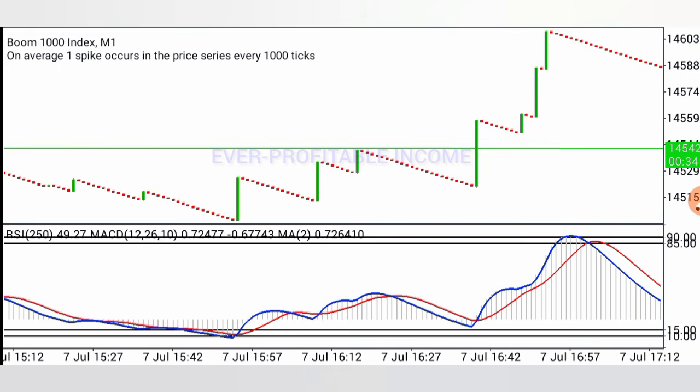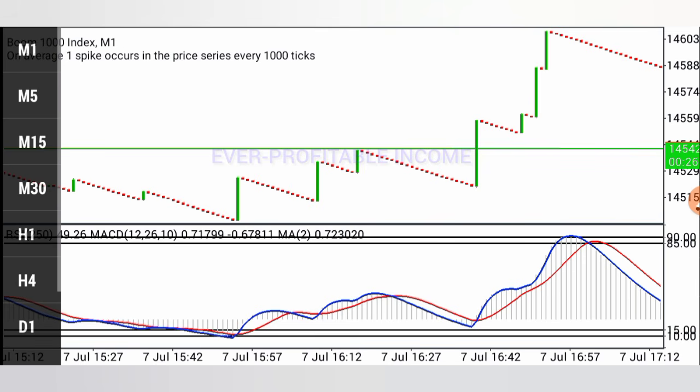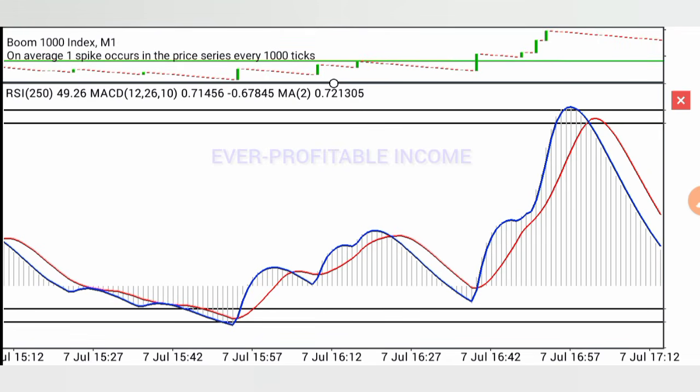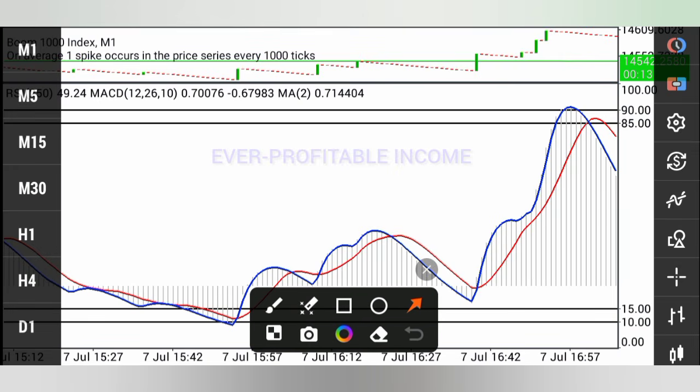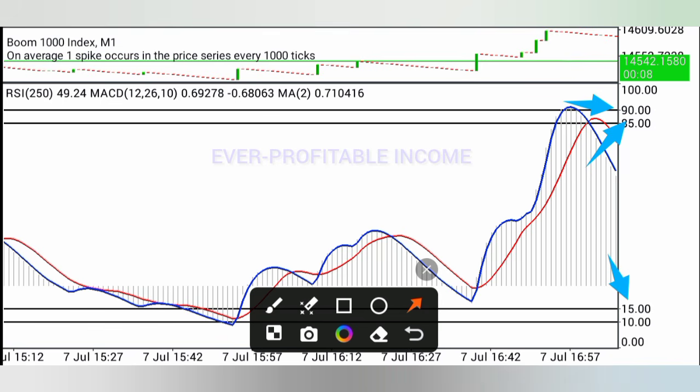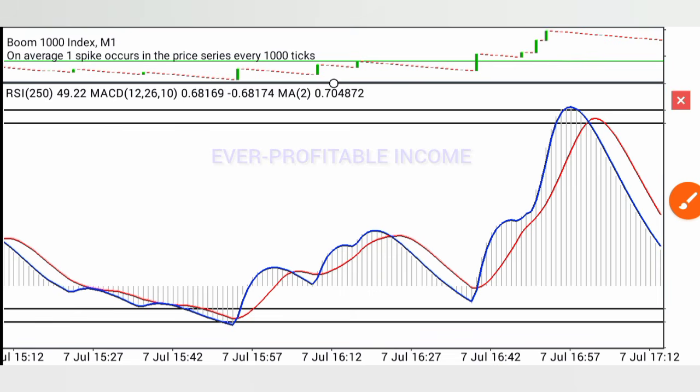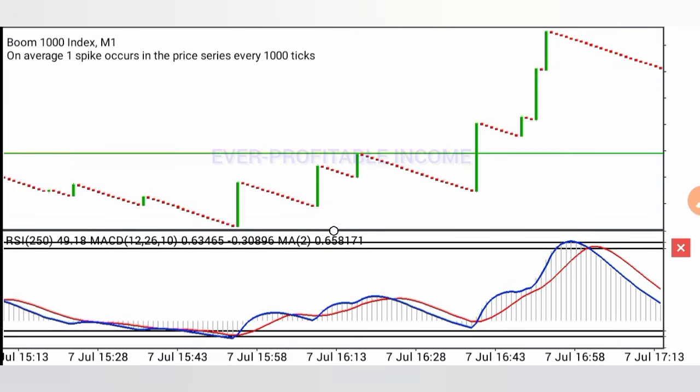We have the RSI, which is going to tell us the level. Let me expand this a bit. Now look at the RSI. We have level 90 and level 85, and then we have level 15 and level 10. So those are your levels for your RSI. Take note of that. Let me minimize it back down as I explained.